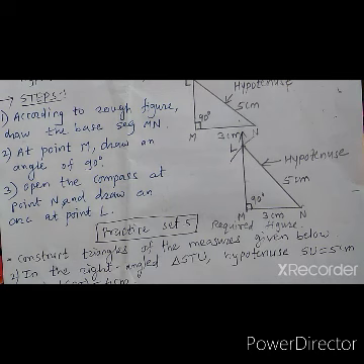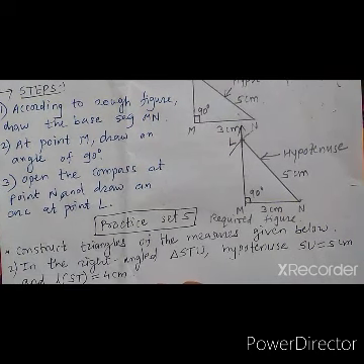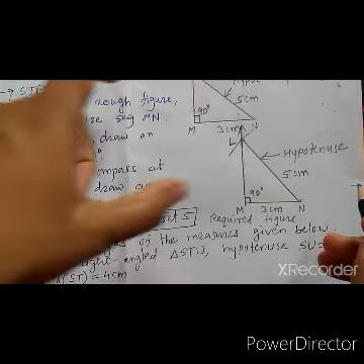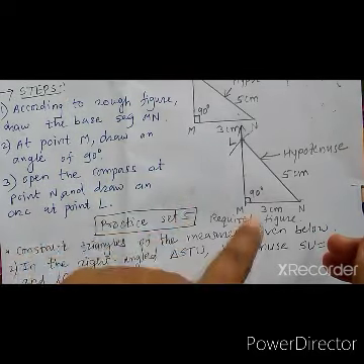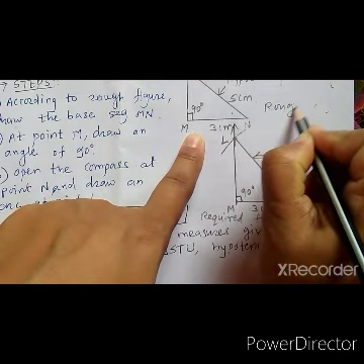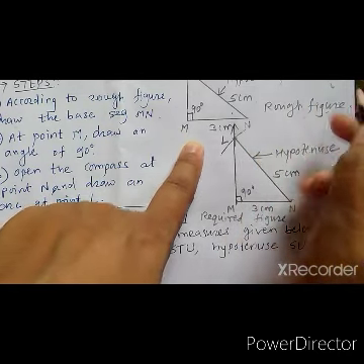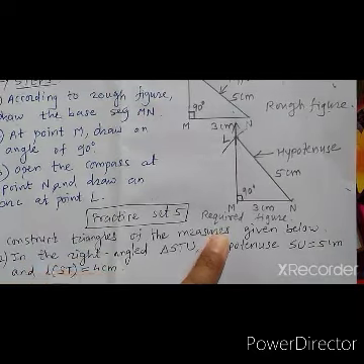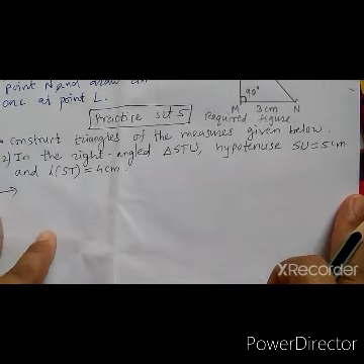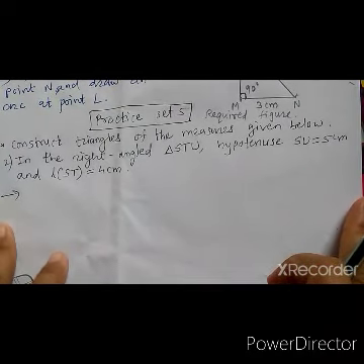Now let us see an example from practice set 5. So according to these steps, we can draw any diagram. And always remember, don't write the steps in the exam. Only follow the steps, and according to these steps, you have to draw these two diagrams. But first you have to draw this rough figure. And according to this rough figure, you can draw the required figure. Now let us see an example from practice set 5.